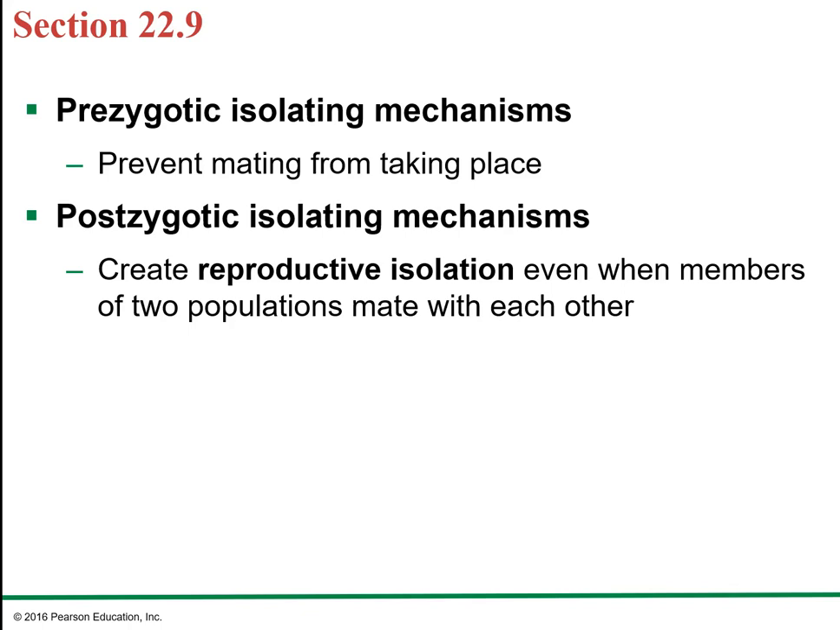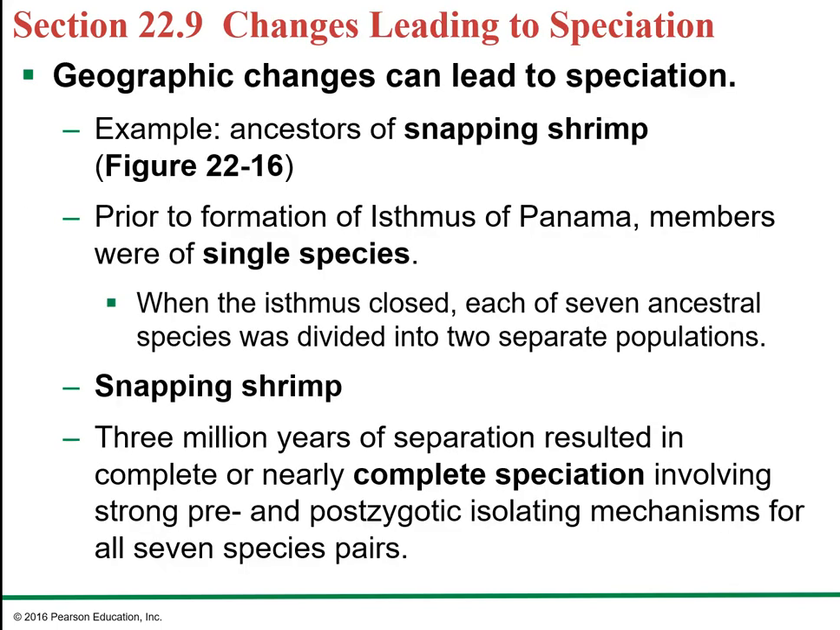If you talk about postzygotic, the two populations can mate with each other, but they never produce viable offspring, or they produce sterile offspring that cannot reproduce from there.